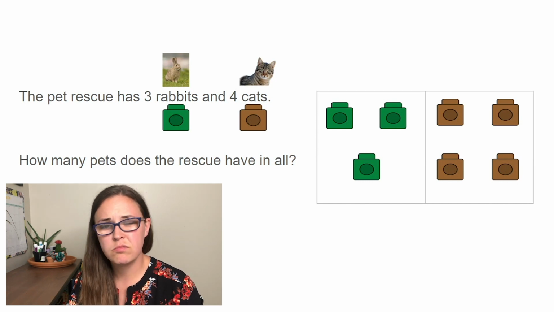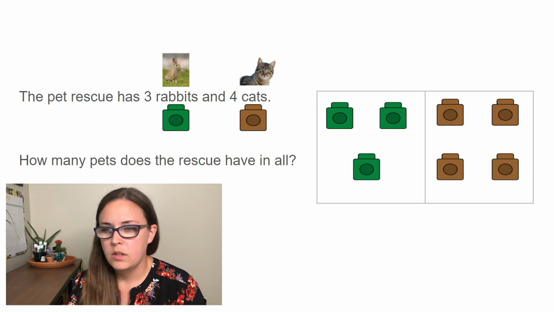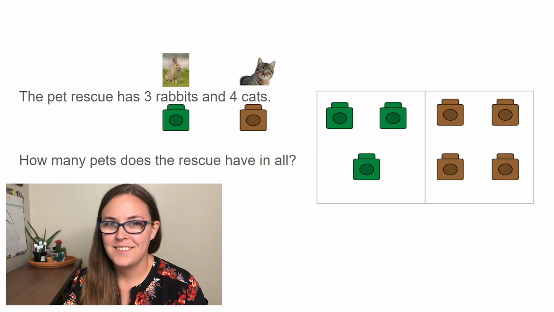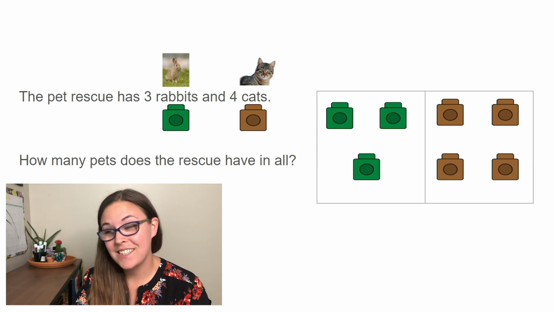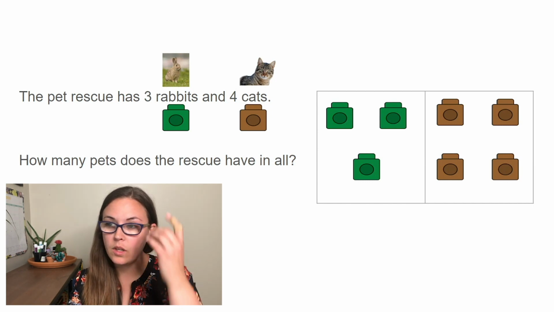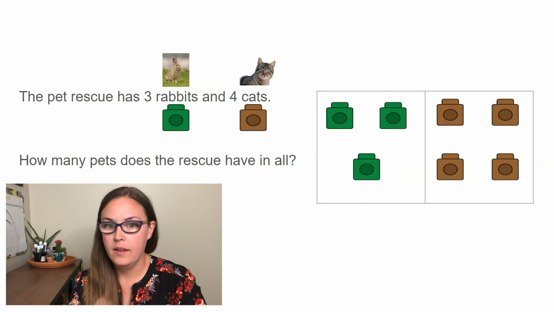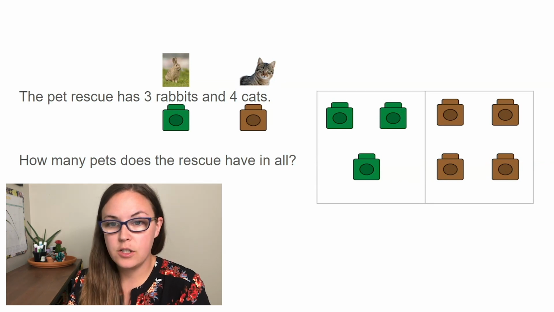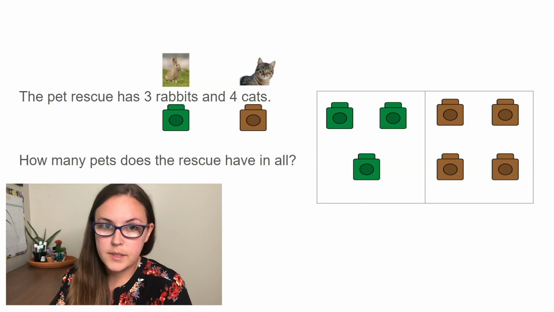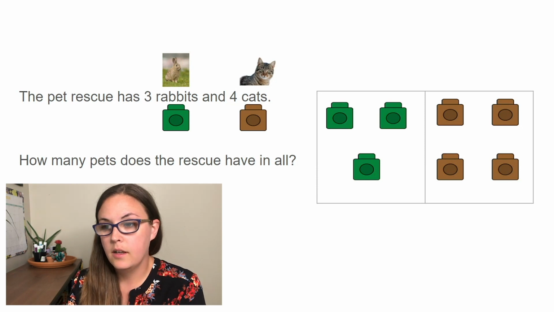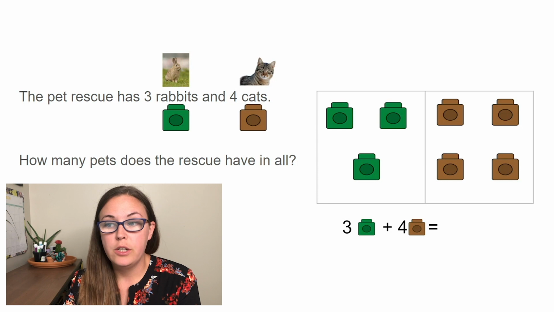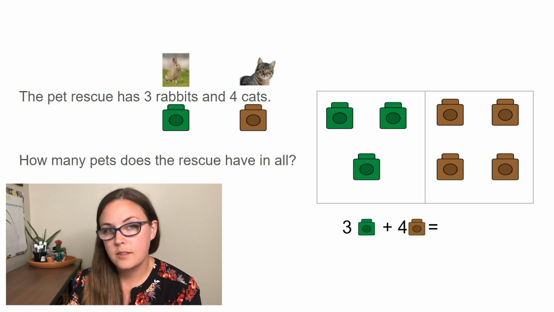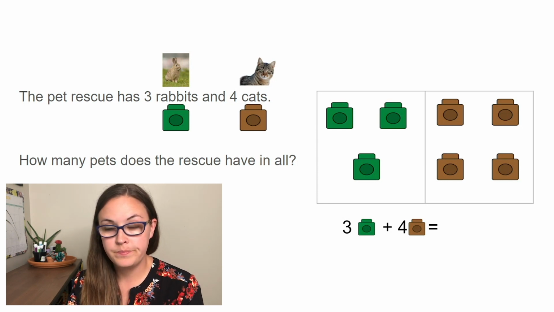Do you know? I bet I can guess. It's the opposite of subtraction. We're going to use addition to solve this problem. So the first step in writing an addition problem is writing down the numbers that we have of the objects. My addition sentence is 3 green cubes plus 4 brown cubes.